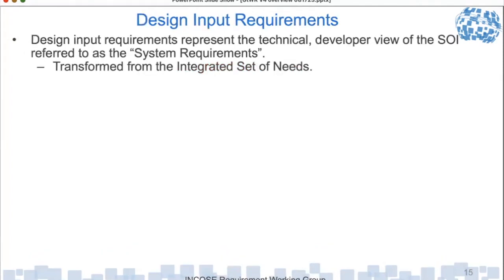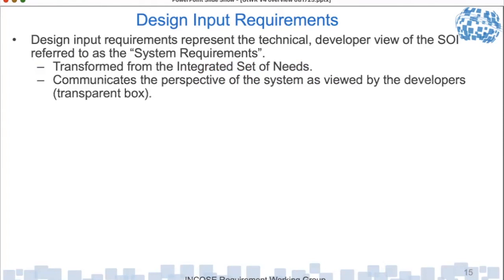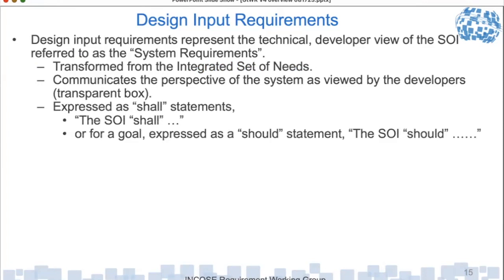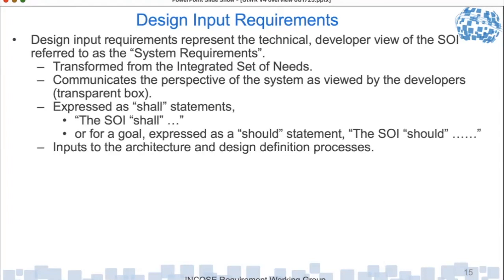Then we have the design input requirements. Now we're going to switch perspectives. They're the technical development view of the system of interest, which is referred to as the system requirements, and they transform the integrated set of needs. So they communicate the perspective of the system as viewed by the developers, the transparent box. Now I'm looking inside the box and I'm getting into more details. They're expressed as shall statements. The needs are not expressed as shall statements. For a goal, you can use should. And these are what's input into the architecture and design definition processes. And it never ceases to amaze me how many people think that architecture and design are the same process when they're two distinct processes.